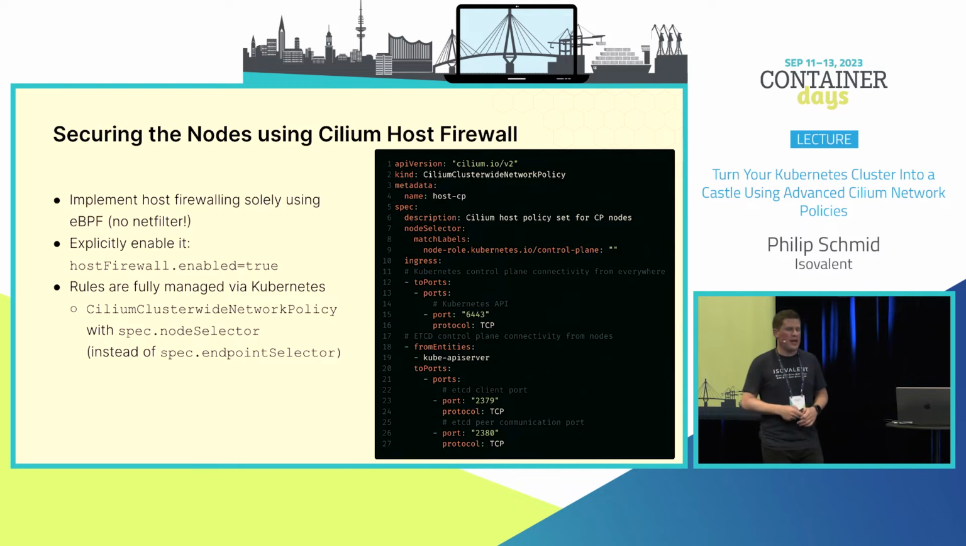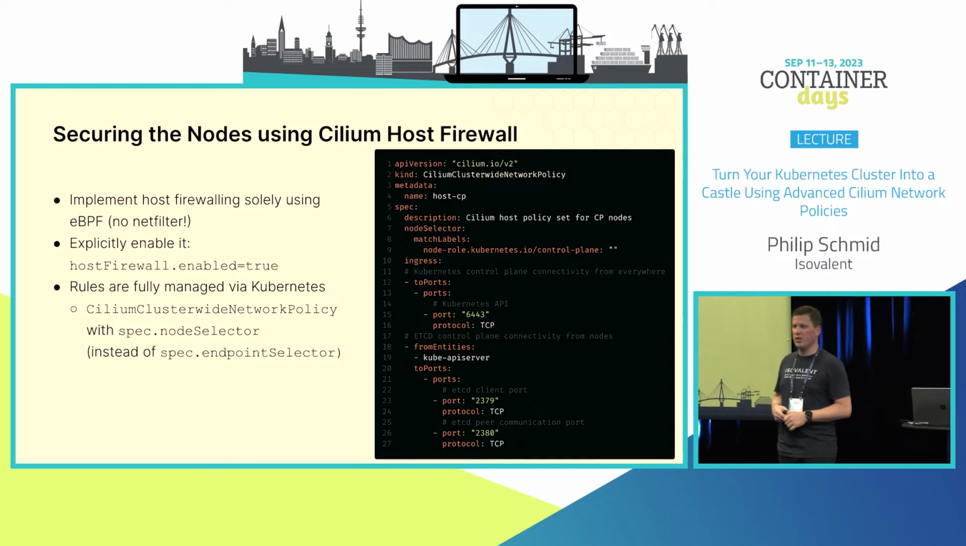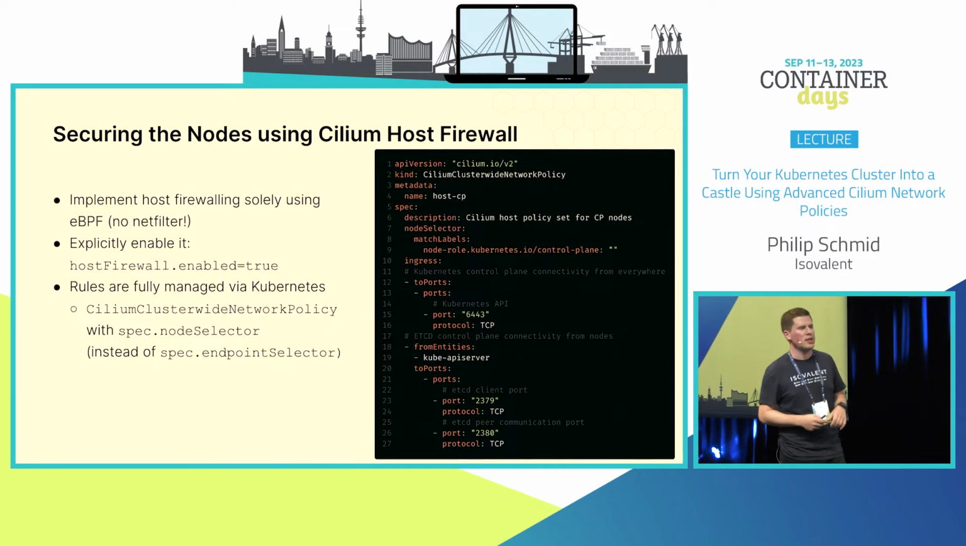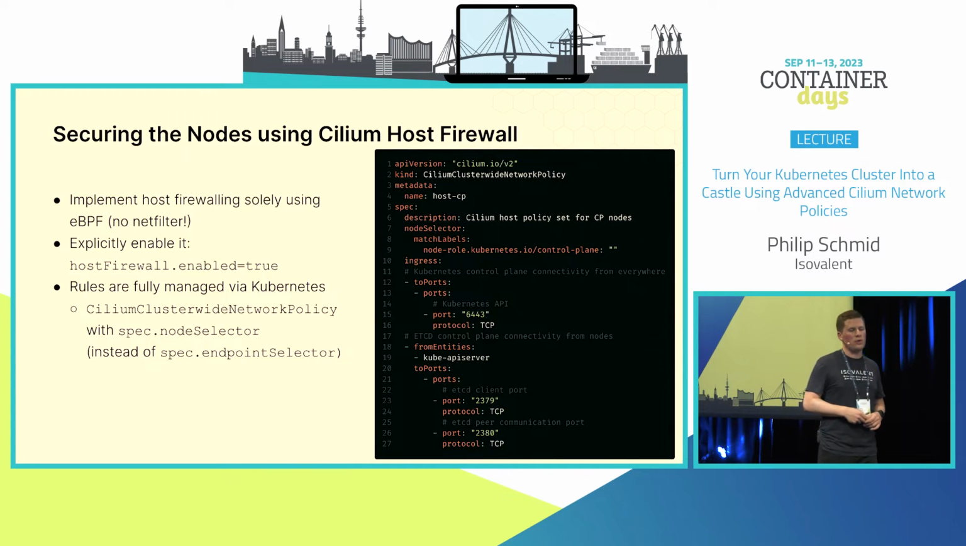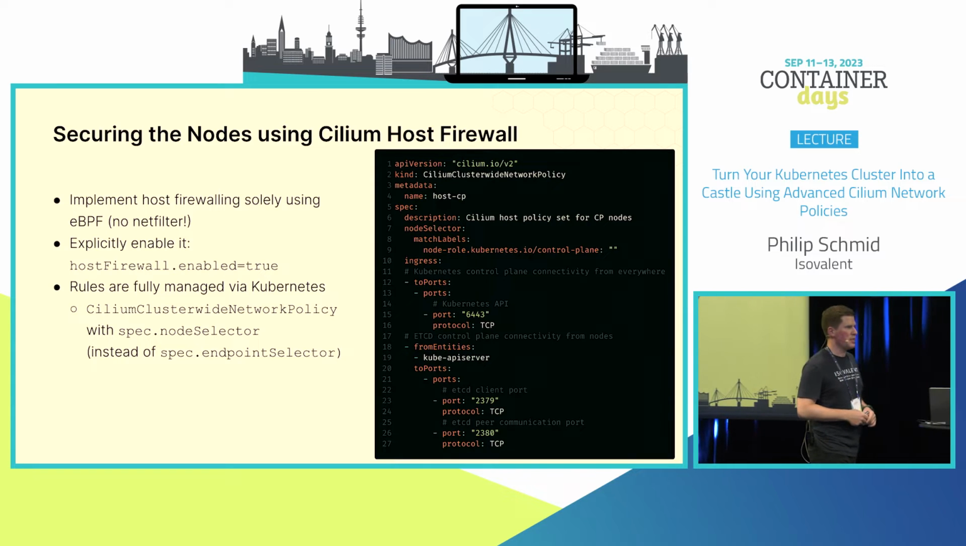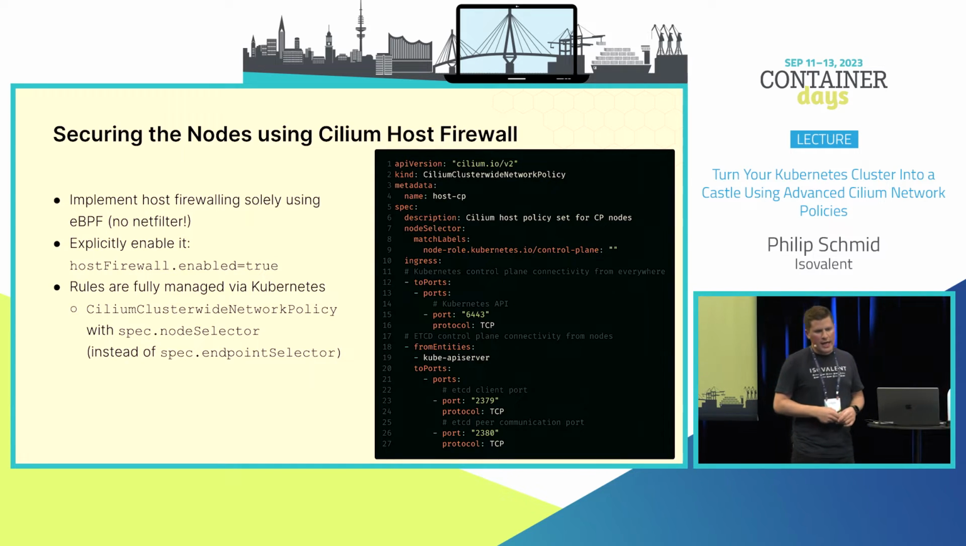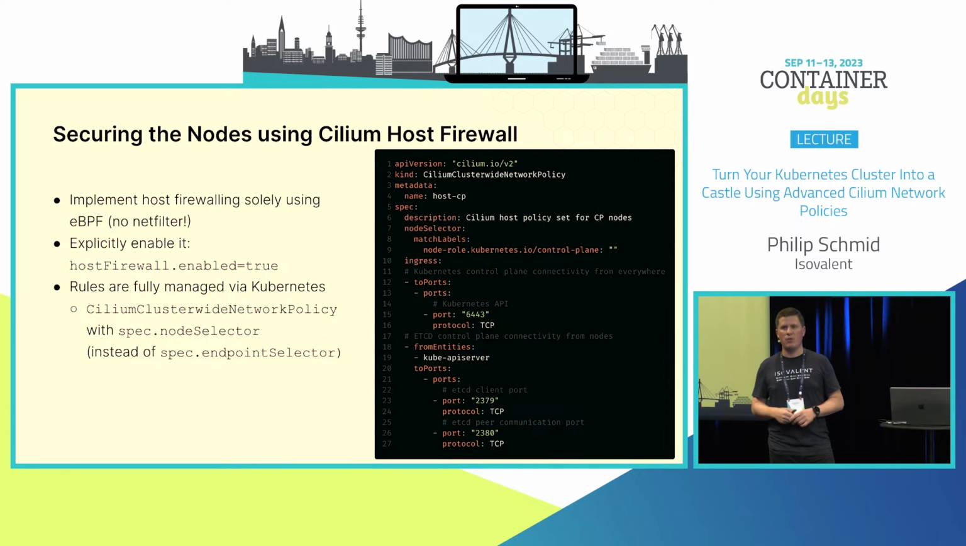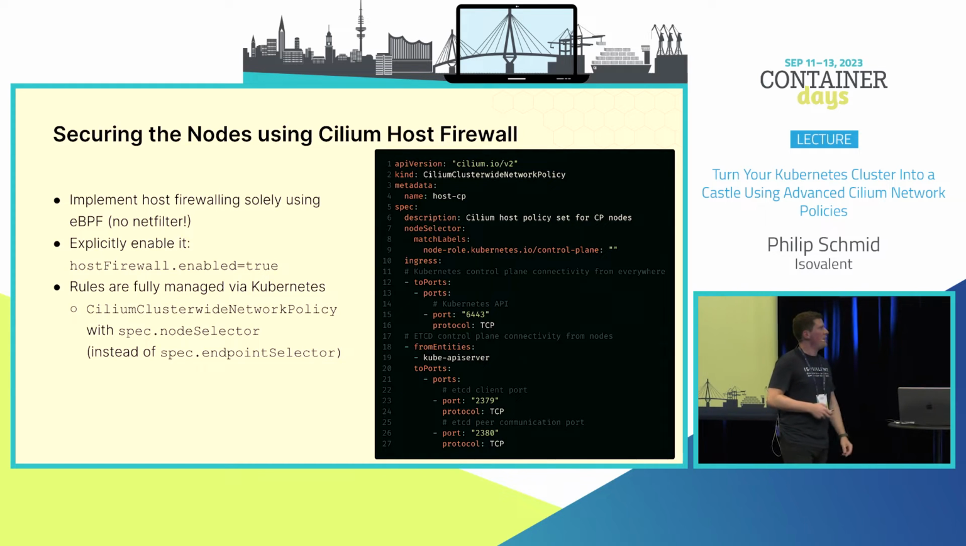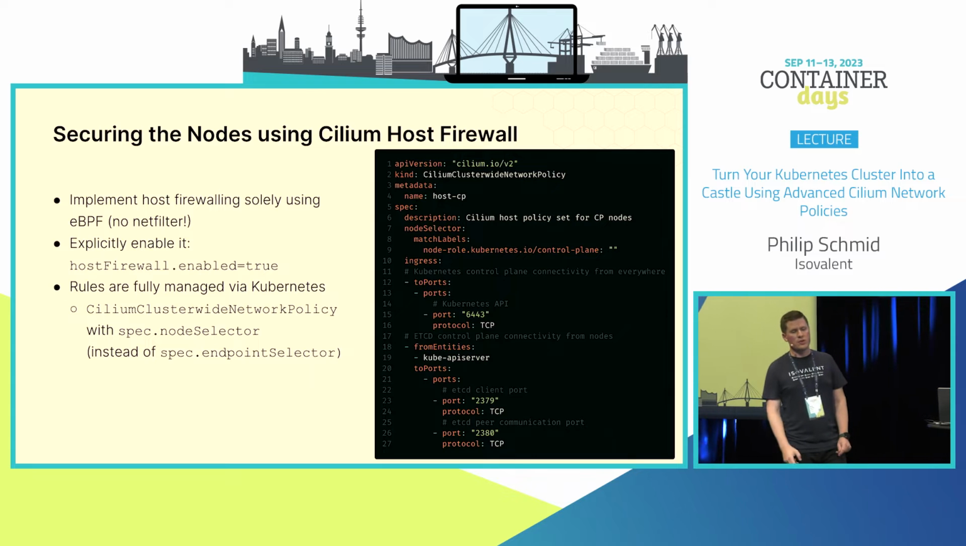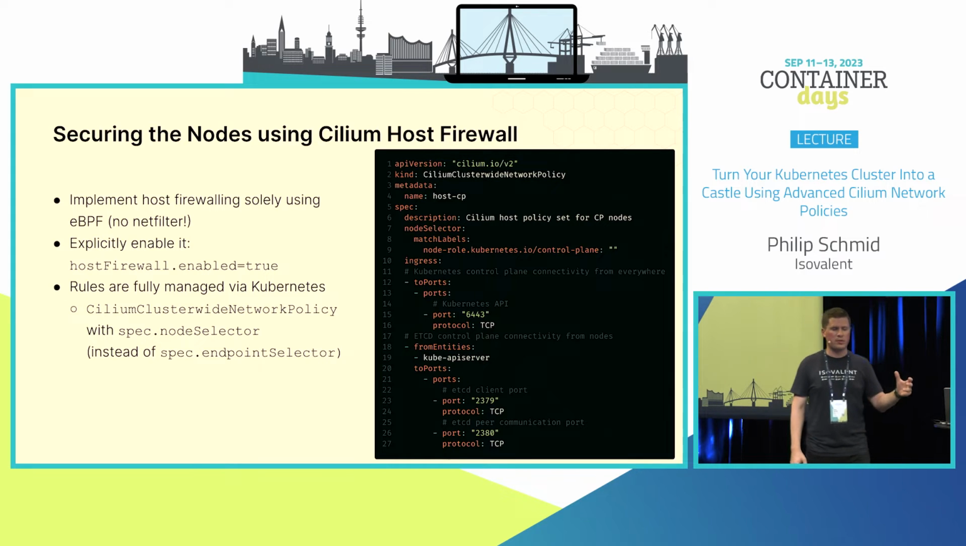So speaking of activating this feature, it's rather simple to activate if you are already running Cilium. You just need to change one single Helm value that is called hostFirewall.enabled equals true. And as soon as you enable it, you are able to apply Cilium host policies. And we have an example of such a host policy on the right.